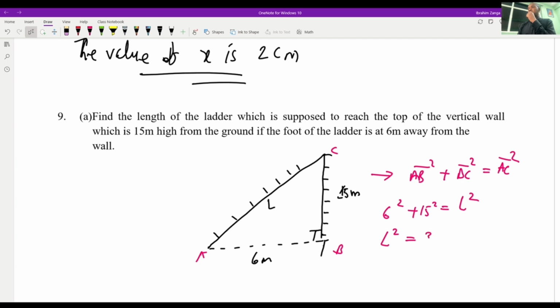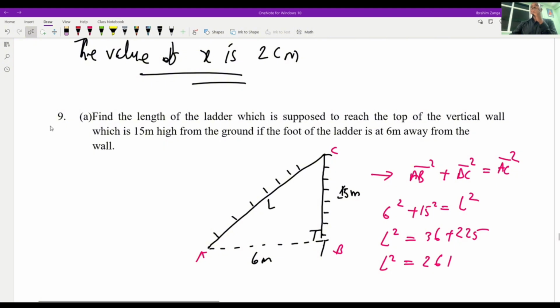L square, that is 60 plus 225. L square will be, taking 6 plus 5, 11. 3 plus 2, you get 5. You carried 1, so it will be 6, and then you have 261. So you're going to find the square root of 261, dear students.